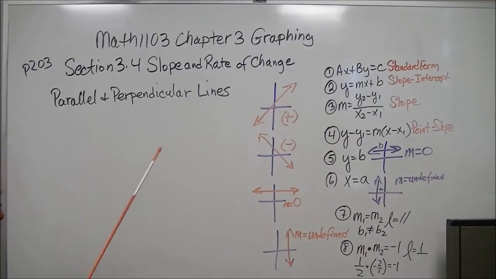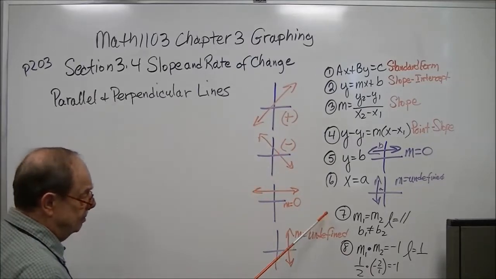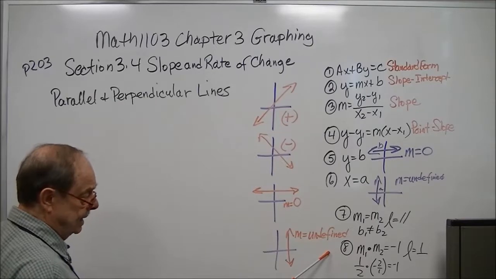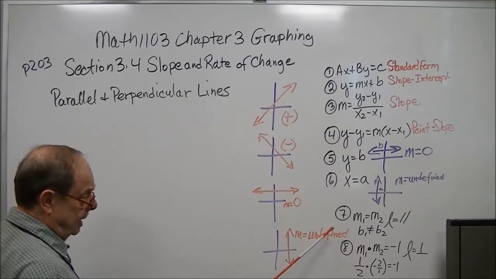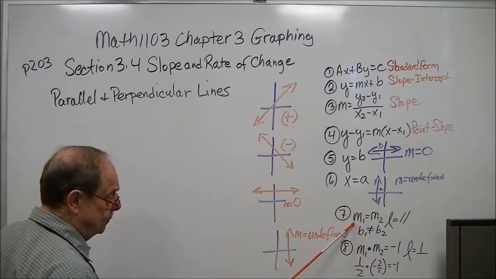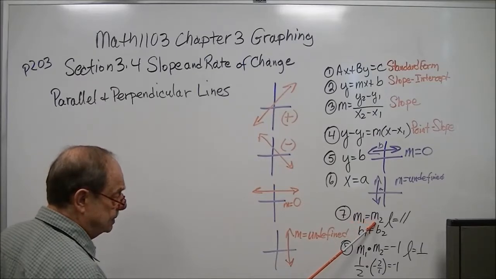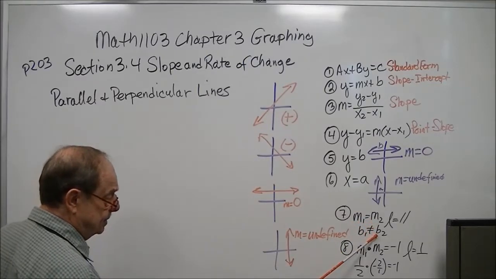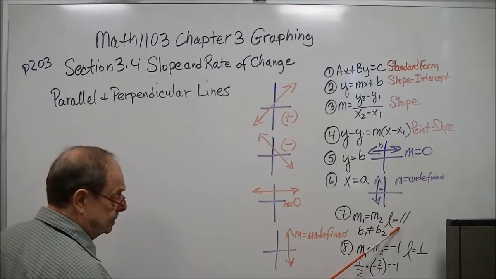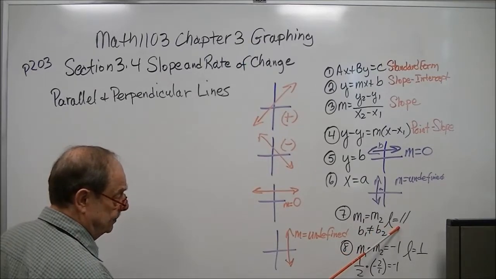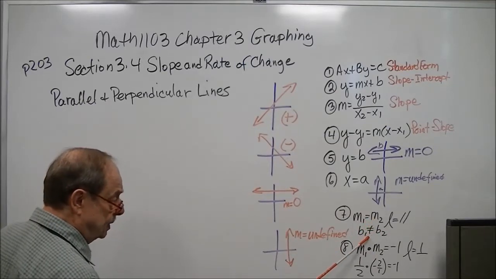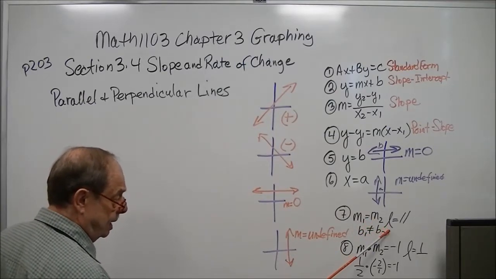Now, another thing, I've added two little numbered things where they're not so much formulas, they are definitely hints. And that is, if the slope of one line is equal to the slope of another line, but the y-intercepts are different, then those lines are parallel. That is, they have the same slope, but different y-intercepts. The lines are parallel.